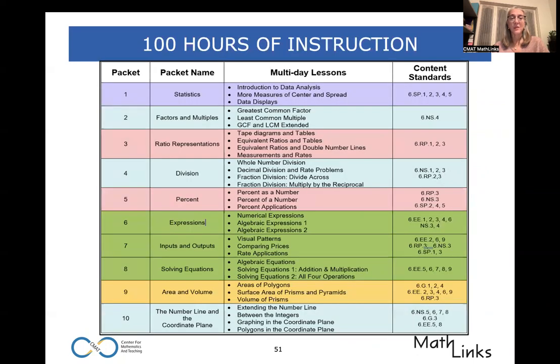Remember that the content we looked at today is in packet 7. It is the 7th of 10 packets. So if you're trying this packet as a pilot, you'll want to think about how this content will fit in with where your students currently are.